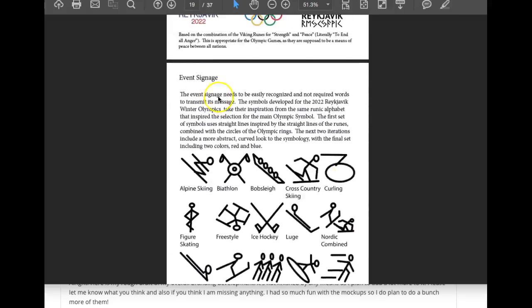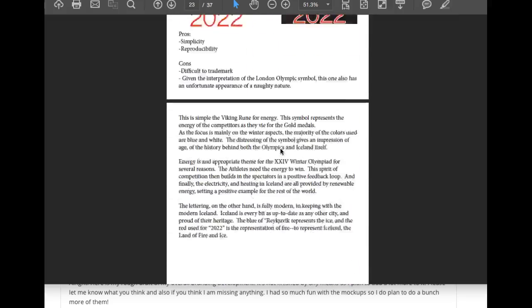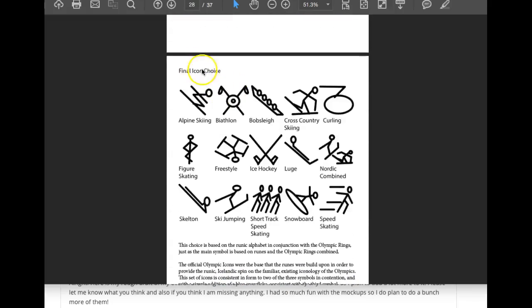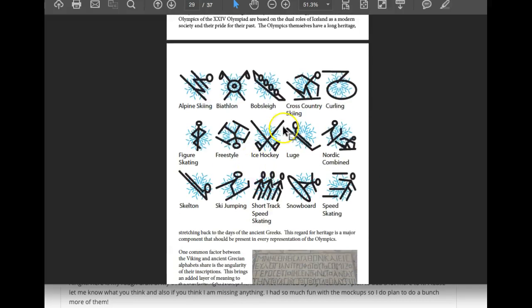And you know what? I just want to remind you that these are called pictograms, not icons. They're called pictograms. And I think they're good. I do. I think that they're very good. They show some nice movement. I think it's very easy to see what the event is that you're depicting.